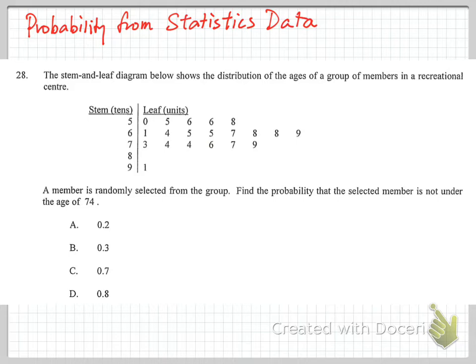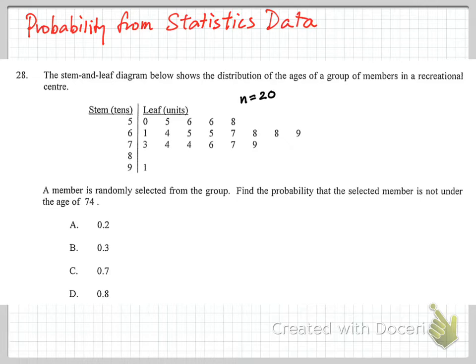And for the total frequency of the data, we only count the leaves. Do not count the stem. In this question we have 1, 2, 3, 4, 5, 6, 7, 8, 9, 10, 11, 12, 13, 14, 15, 16, 17, 18, 19, 20. Altogether 20 leaves, so the total frequency is 20. Do not count the stems as the total frequency. So let's make a note: the total frequency is 20.